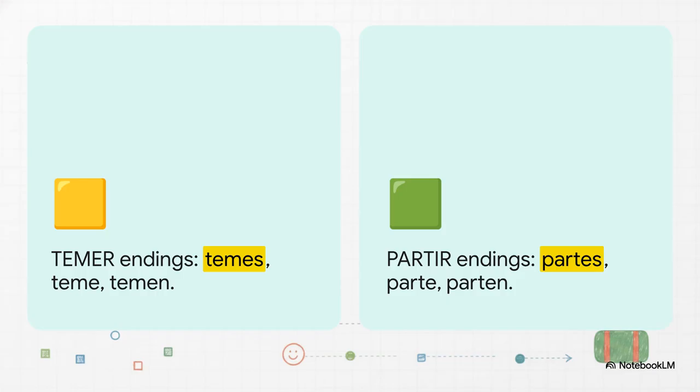Okay, get ready for an absolute cheat code. Compare the ER verb temer and the IR verb partir. The endings for the second person singular tú, the third person singular él or ella, and the plural forms for ustedes and ellos or ellas are completely identical. No way, right? You aren't actually learning a whole new set of endings for IR verbs. For tú, they both use S. For ellos, they both use EN. It's a huge time saver.